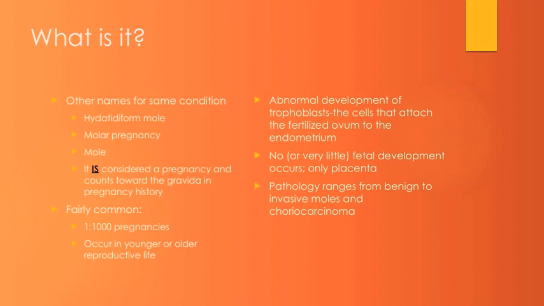Although it has several names, they all refer to the same condition, an abnormality of the peripheral cells responsible for attaching the fertilized egg to the endometrium. It is thought that there is abnormal fertilization by the sperm. The sperm provides duplicate copies of itself and little to no copies of the genetic material of the egg in cellular replication. Typically, there is no fetal development, only placental tissue is present.